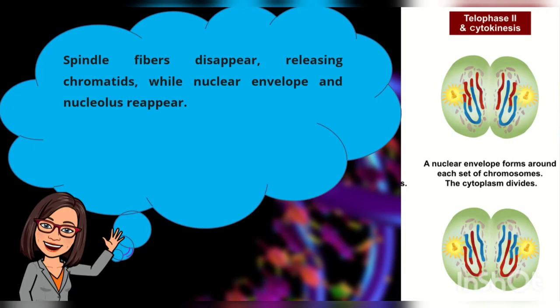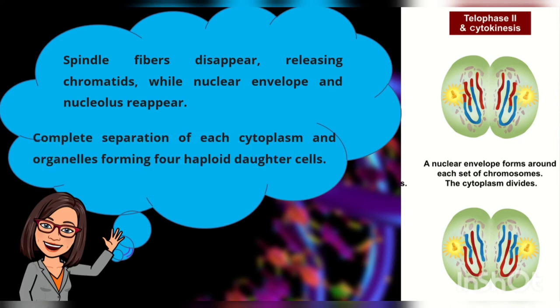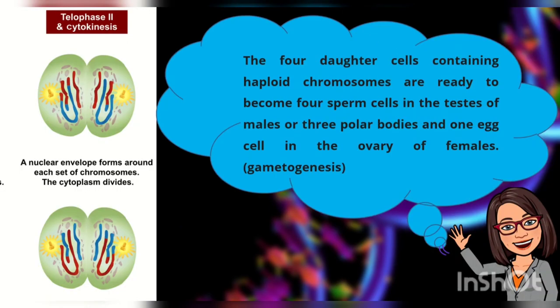In telophase 2, spindle fibers disappear, releasing chromatids, while the nuclear envelope and nucleolus reappear. Complete separation of each cytoplasm and organelles forms four haploid daughter cells. The four daughter cells containing haploid chromosomes are ready to become four sperm cells in the testes of males, or three polar bodies and one egg cell in the ovary of females, or what we call gametogenesis.